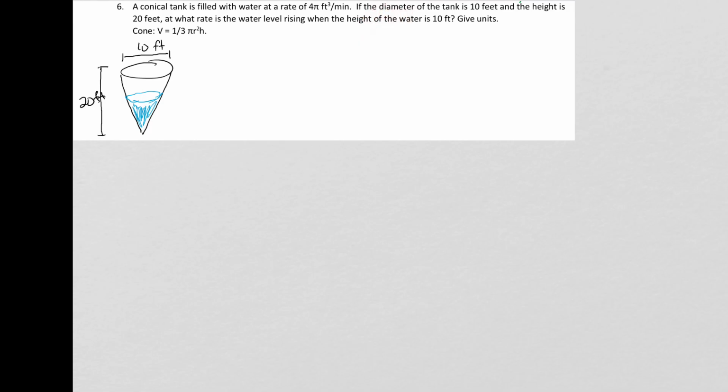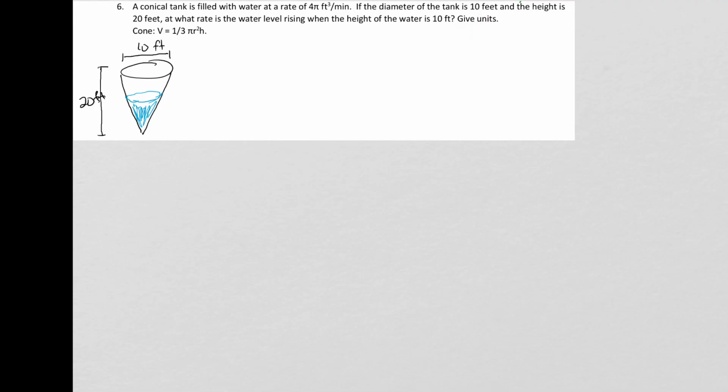They tell me a bunch of stuff here, and I've indicated some of it, but I'll sort through it. The diameter of the tank is 10 feet, so that's this full length right here. The height of the tank itself is 20 feet. They want to know how fast the water level is rising. That would be the height of this blue water here when the height of the water is 10 feet. So I tried to draw it where this height is about half, because 10 feet is half of the 20-foot height of the tank.